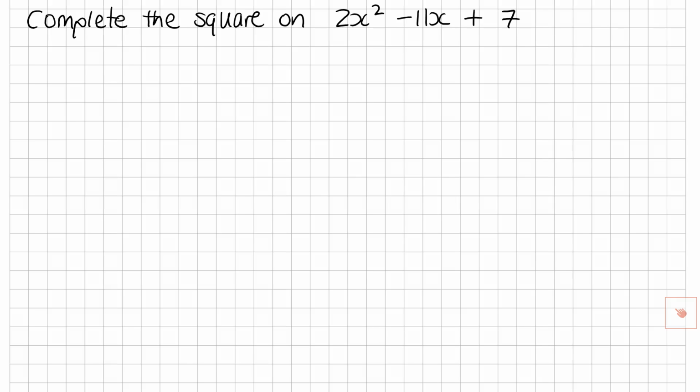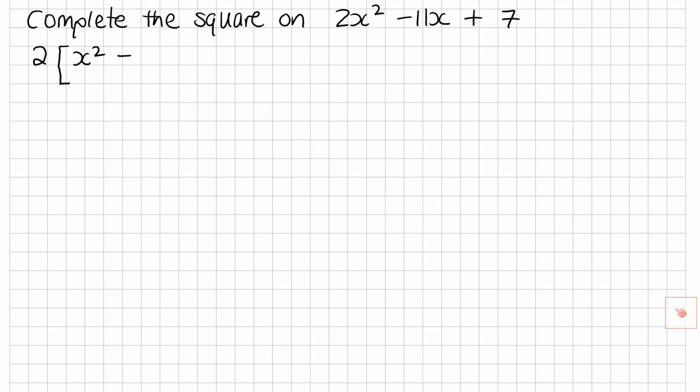Okay, so now the final example here on completing the square. Complete the square on 2x squared minus 11x plus 7. Okay, so this one causes a little bit of a problem because it has a leading coefficient on the x squared. So what we'll do is we'll just take that out of the first two.